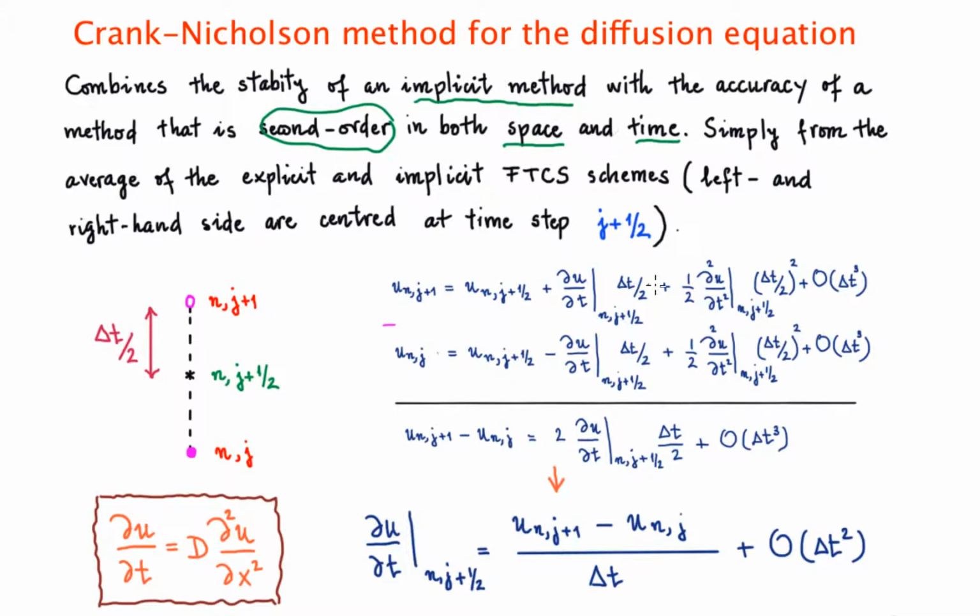first order in time. So here, we are going to take basically this method, which we can see as an average of both the explicit and implicit forward time centered space schemes. We're making this average at both the left and right hand side at the time step j plus 1/2. So that's the strategy that we're going to follow.